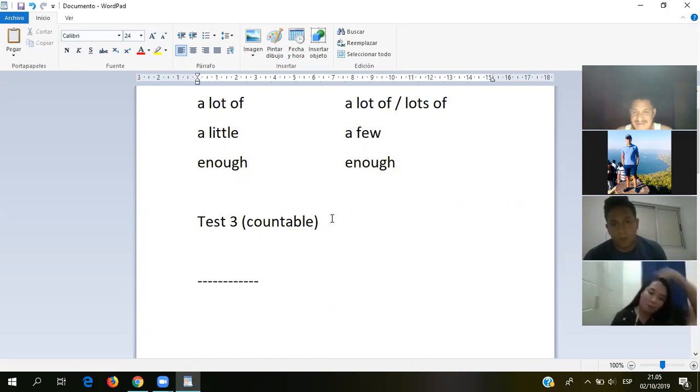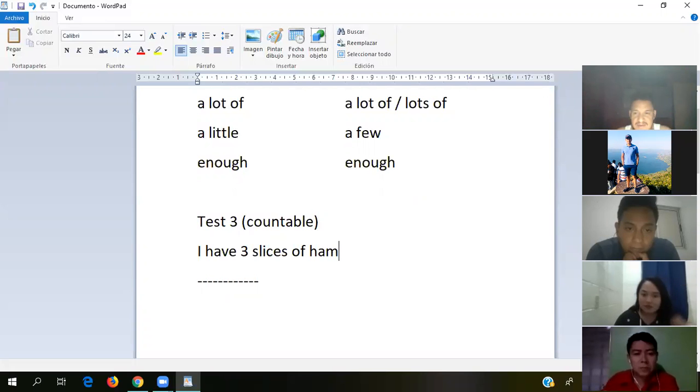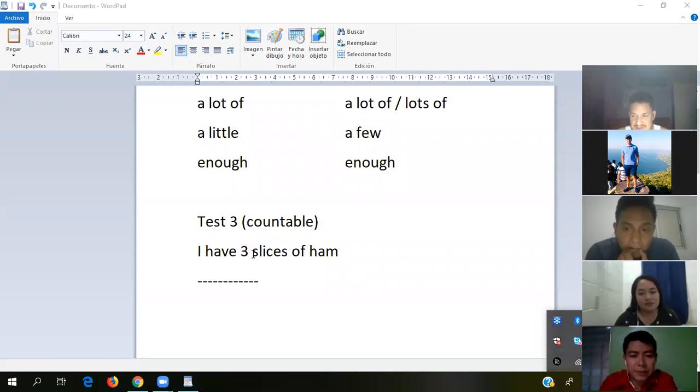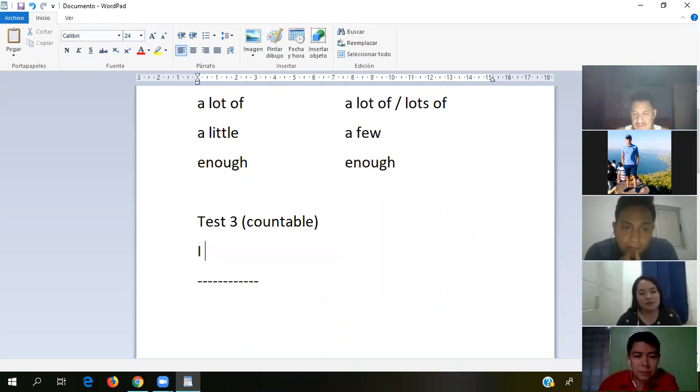Okay, remember that ham is not countable, uncountable, okay? How can I make it countable? By saying, I have three slices of ham. Slices. So I'm cutting it by slices, all right? So now it is correct. Okay, can I say, for example, I have three sugars? No. That means sugar is uncountable.